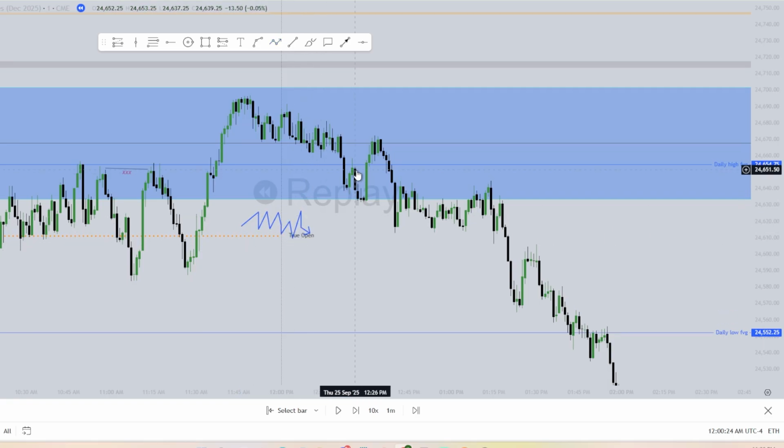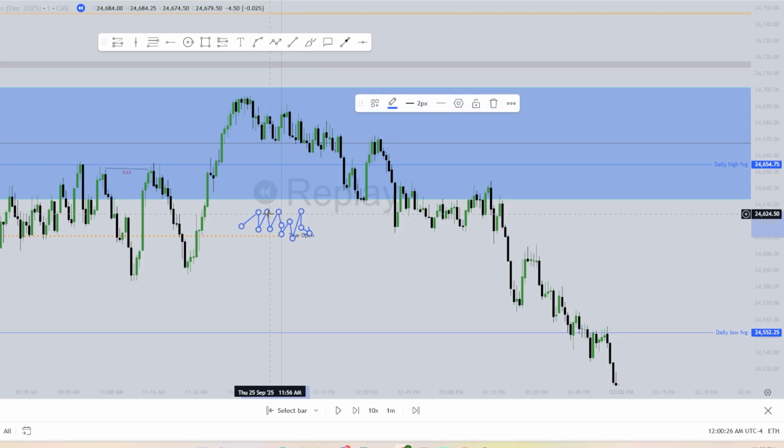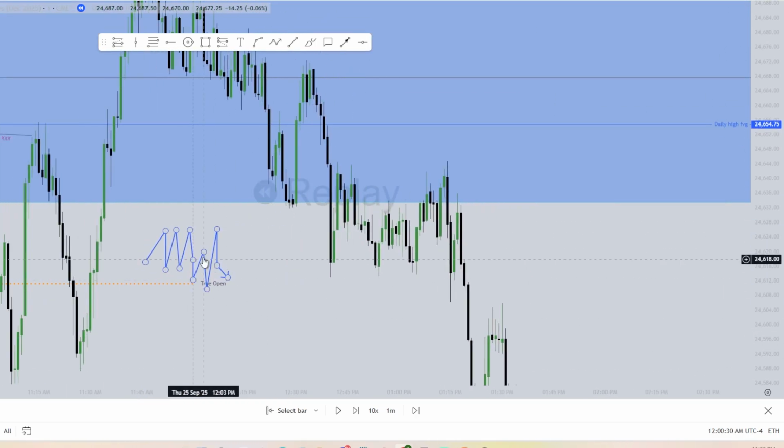So that's that right there. The idea is we consolidate, and we need to take a high. We need to manipulate a high. That's the biggest thing I'm looking for, manipulation. If I'm looking for lower prices, I want us to place a high and then take out the high and come back into the range. That's it. And then vice versa if I was bullish.